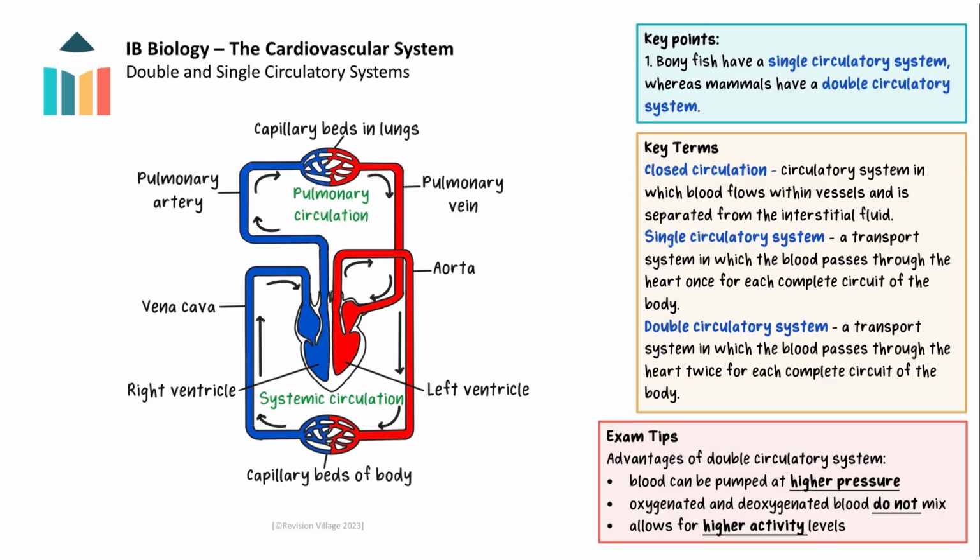Mammals, such as humans, have a cardiovascular system made up of the heart and blood vessels that carry the blood by mass transport. This is a closed system as the blood remains in the blood vessels and is separate to the tissue fluid that bathes the cells. It is also a double circulatory system as the blood passes through the heart twice for each complete circuit of the body. You can see in this diagram that the pulmonary circulation carries the blood to the lungs to get rid of carbon dioxide and collect more oxygen, and the systemic circulation carries the blood to the rest of the body.